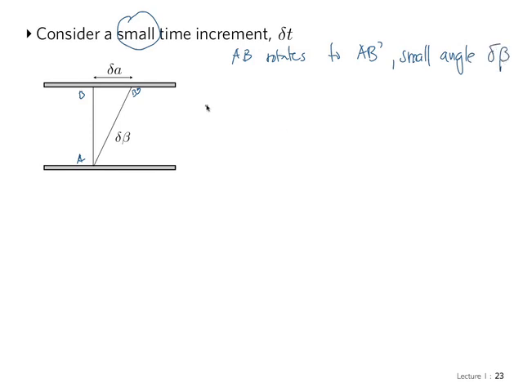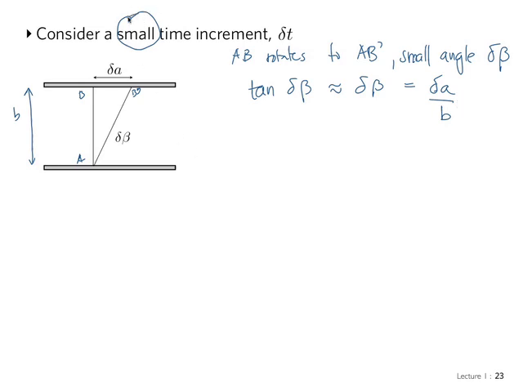Delta beta. And we can make the small angle approximation, which is that the tangent of delta beta is approximately equal to delta beta. Small angle approximation, okay? And also we see that, again, the distance between the two plates is b. So this is going to be equal to the distance traveled by the top plate, delta A, divided by b.